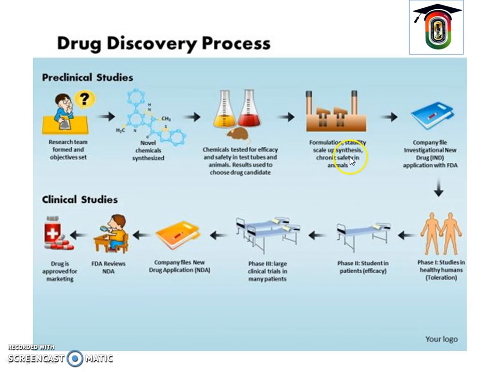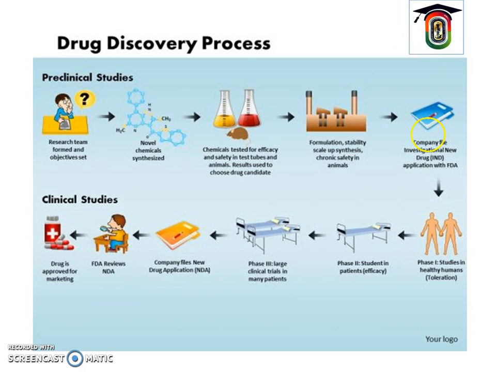After the safety has been studied in the animals, the pharmaceutical company files an investigational new drug application with the Food and Drug Administration, which we call the FDA. Once the FDA approves this IND application, the clinical studies begin. The first phase of the clinical study is phase 1, in which the drug molecule is studied for tolerance in healthy humans, and if found safe, the drug molecule moves towards the phase 2 studies.